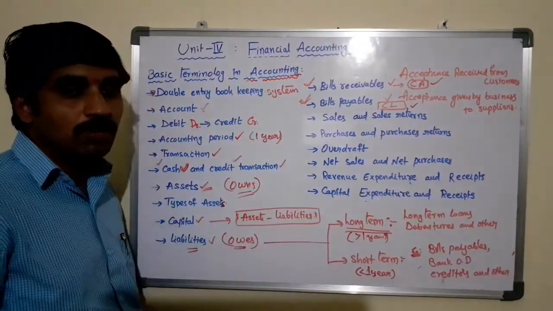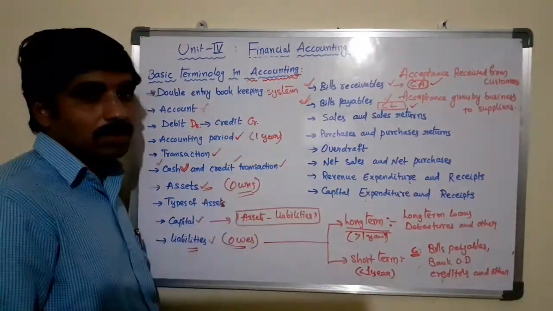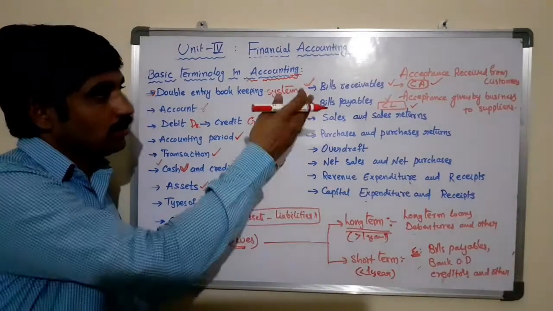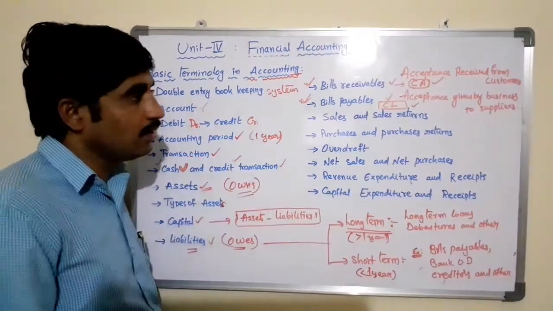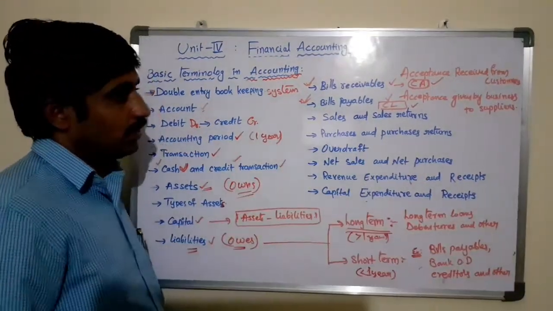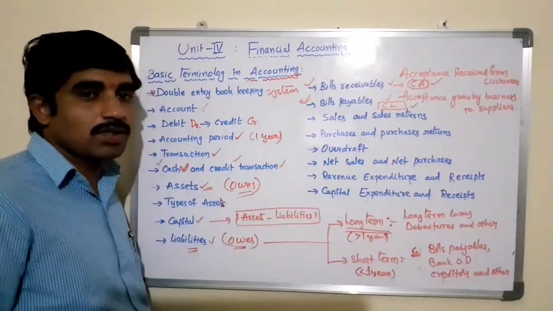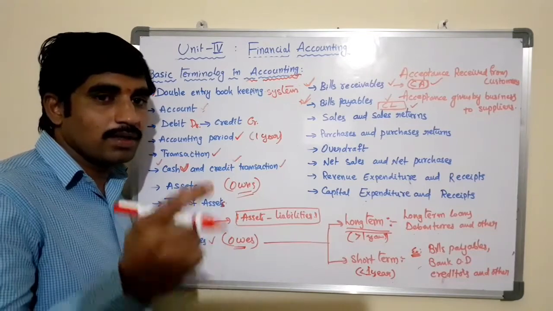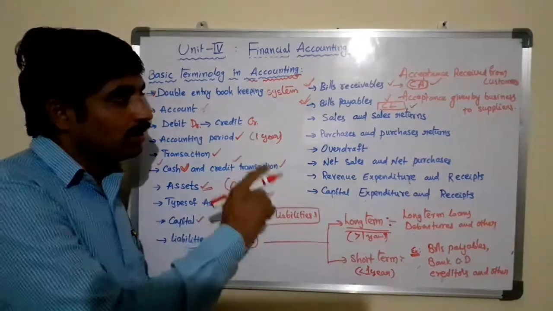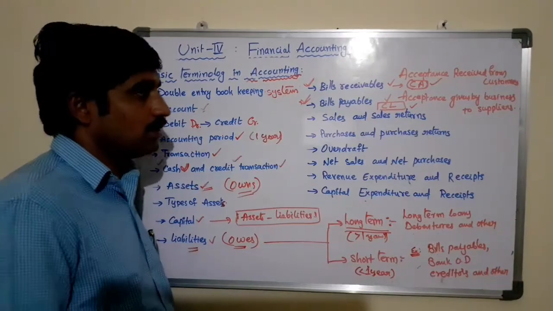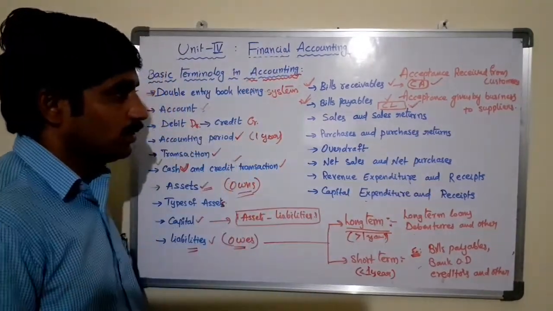Simply, bills receivable means acceptance received from the customers on the transactions, meaning that the amount will be paid within a short period. Bills payable means acceptance given by the business to the supplier, stating that the amount will be paid within a short period. That is, the promise given by the business to the suppliers is known as bills payable, one of the current liabilities of the business.